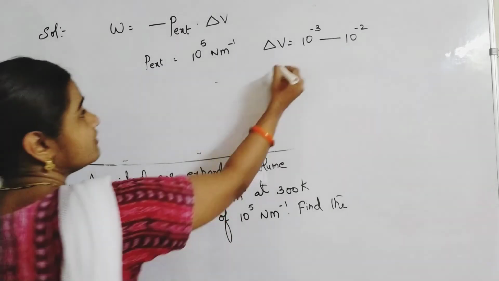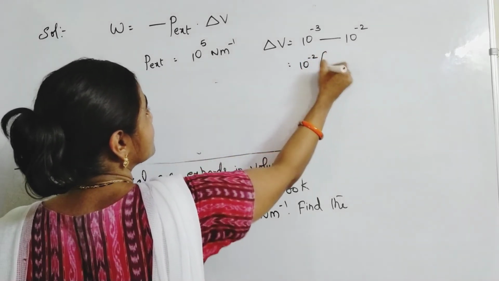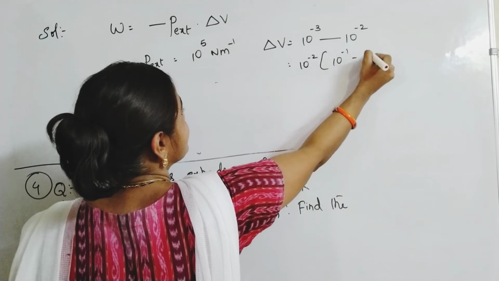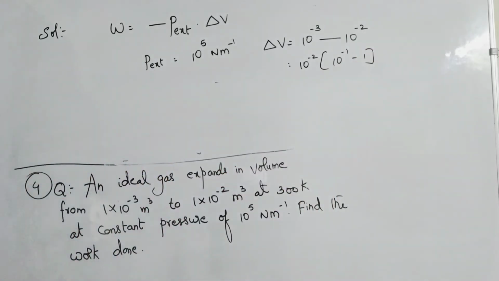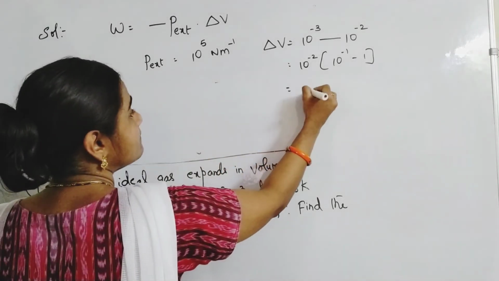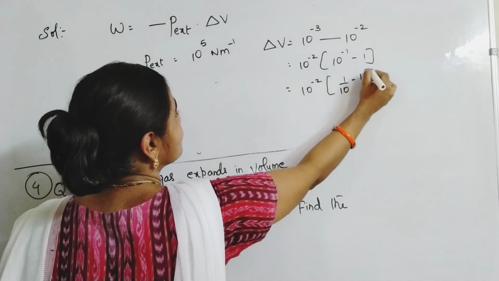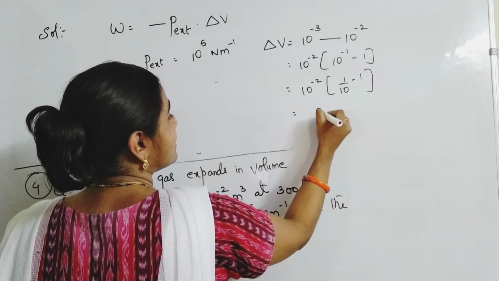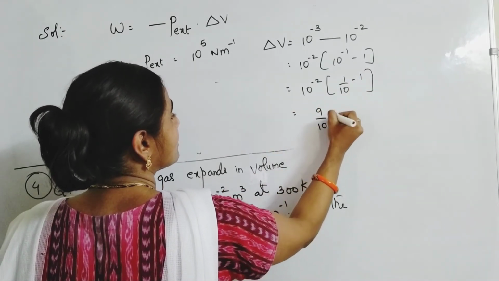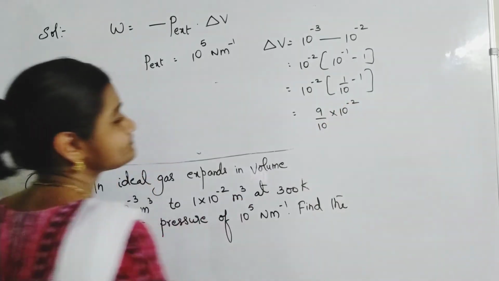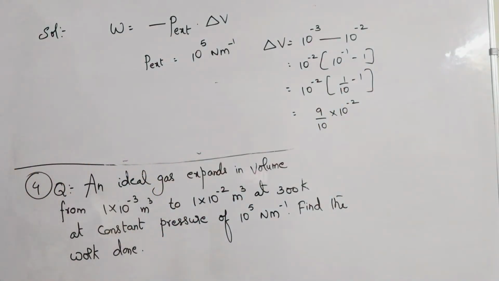How much is it? If you take 10 power minus 2 as common, you will get 10 power minus 1 minus 1. Means how much? 10 power minus 2 into 1 by 10 minus 1, means 9 by 10. So it is 9 by 10 into 10 power minus 2. That was the delta V value.